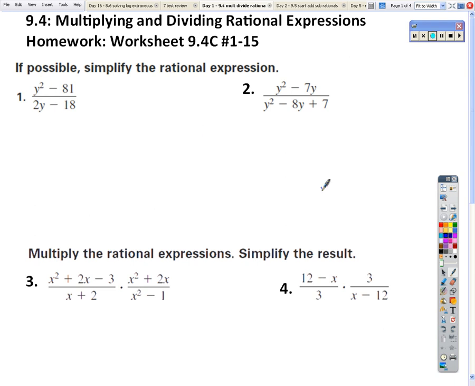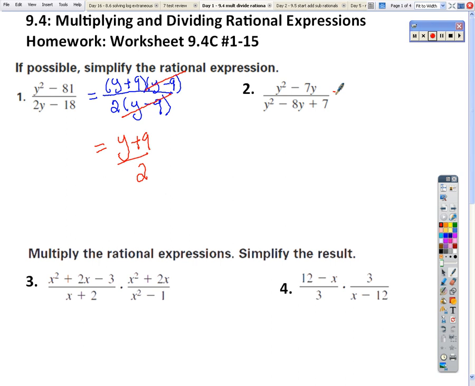So I'm going to factor my numerator, and it's a difference of two squares, so I can do y plus 9 and y minus 9. And on the bottom, I can factor out a 2. So now that I have all multiplication, I can cancel this whole factor with this whole factor, and I'm left with y plus 9 over 2.